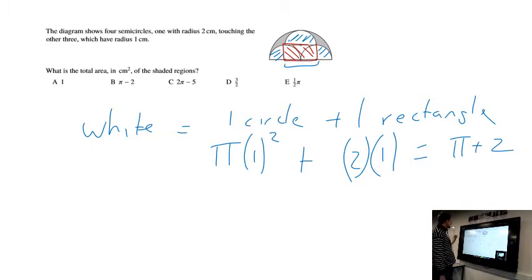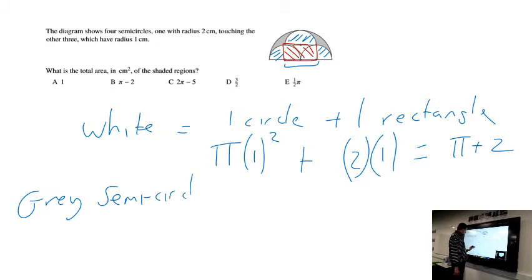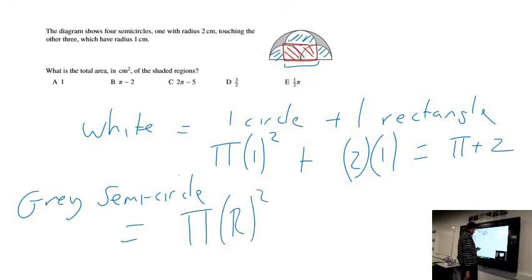Now we want the big semicircle. So this is the grey semicircle. This is going to be pi times r squared, and then we are dividing it by 2, times 1/2. What's the radius? The radius is 2, it says here, so it'll be pi times 2 squared times 1/2. So pi times 2, so 2 pi.